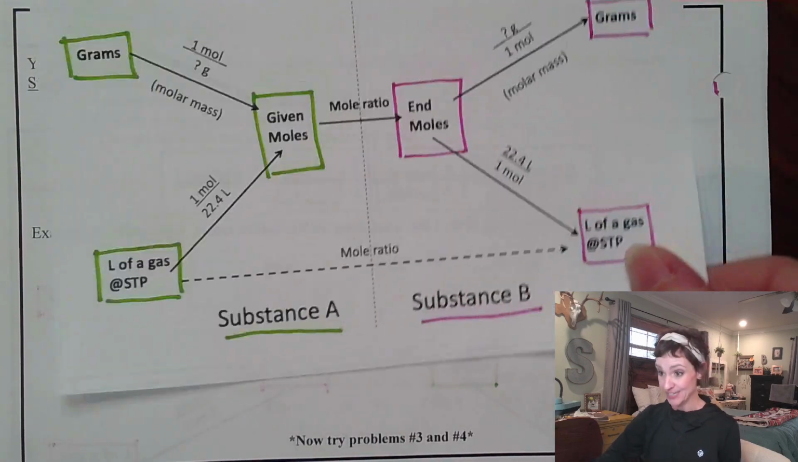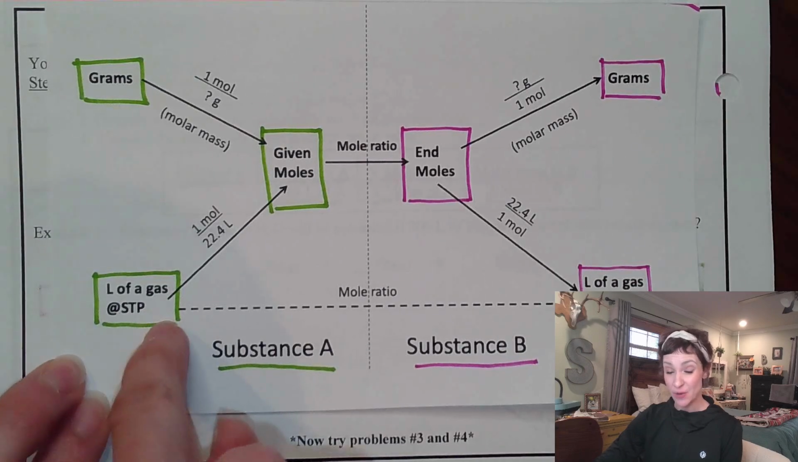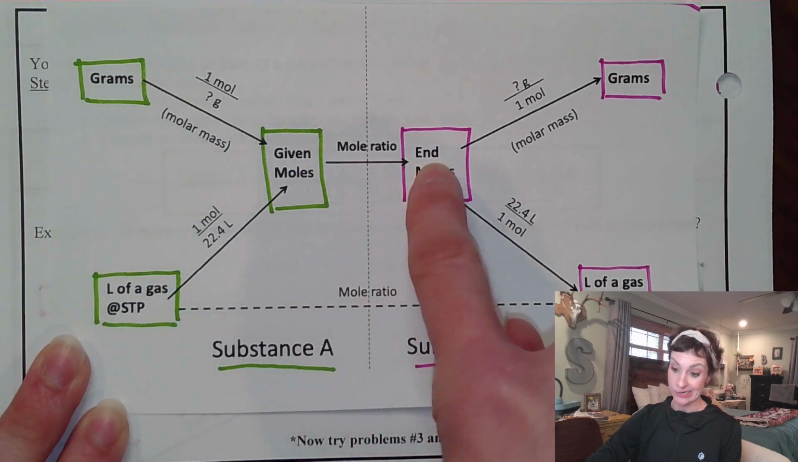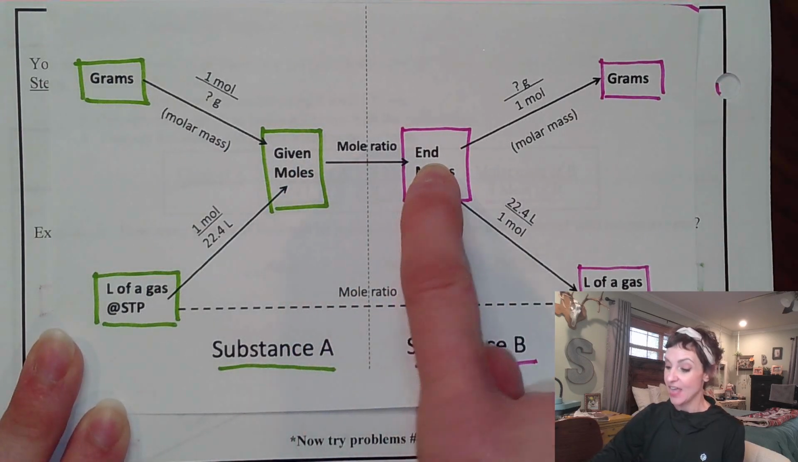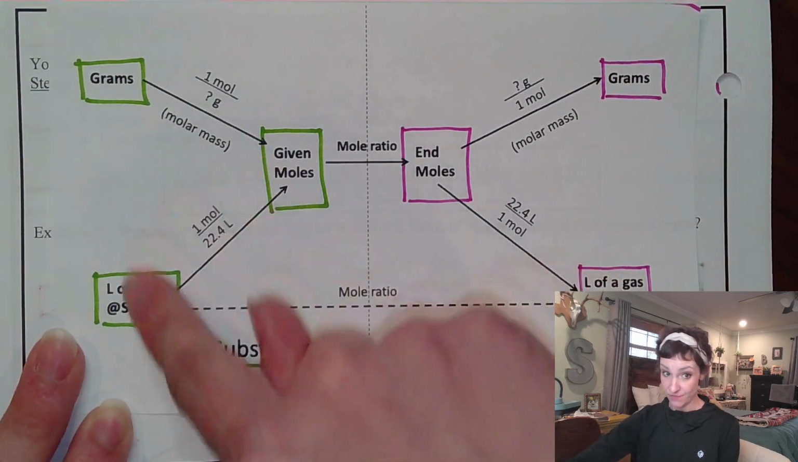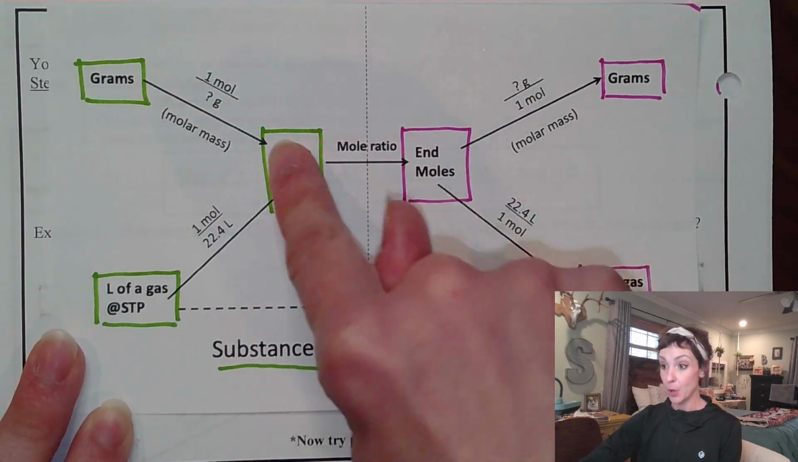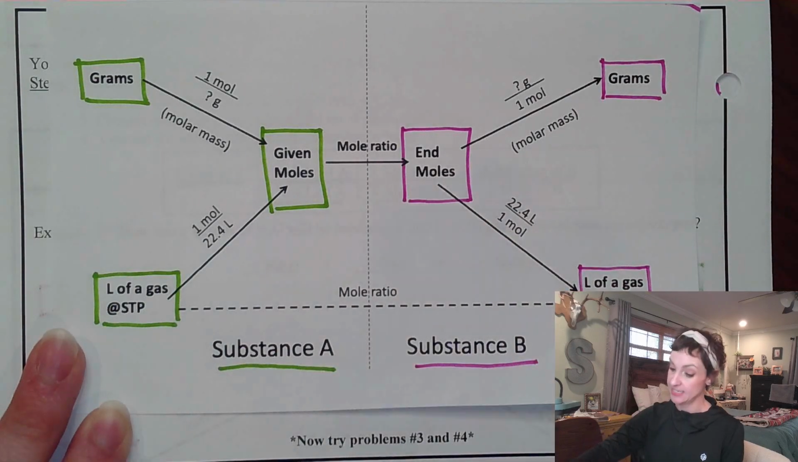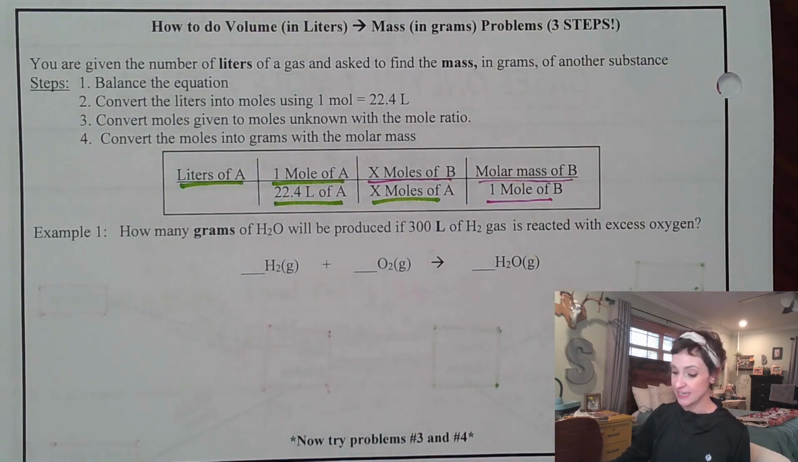That's also a 3-step process, because if I start you out here, you still got to take it to moles from that liters, and then you take it to the moles of the other guy, and then you're going to take it to grams of the other guy. So we'll be using the molar volume first, that 22.4, then my mole ratio, my coefficients, and then finally my molar mass, but of the ending substance this time. So it is a 3-step process.